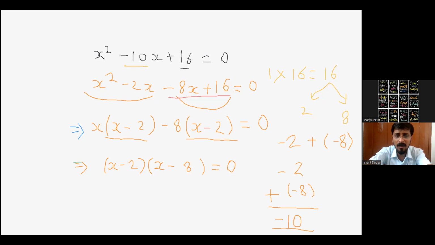Now what they are saying here is x minus 2 and x minus 8 are in multiplication, and when you multiply these two, you should get 0. When is it possible? Can you tell me how it is possible? Any idea?